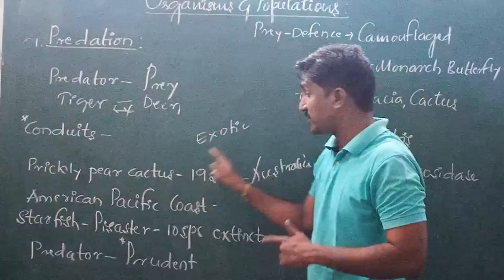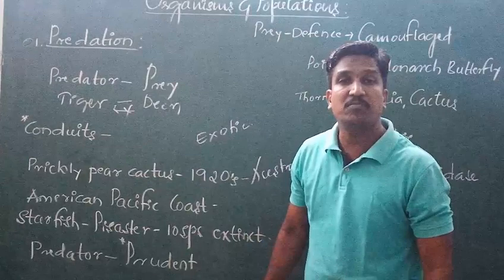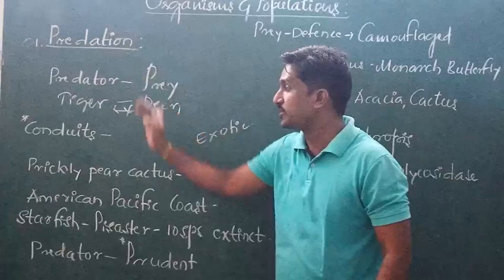species. Now what happens? The prickly pear cactus is growing everywhere in Australia. It causes a havoc. At that time what they need is they introduce a beetle to eat it. Then the control has come. That is the prey and the predation, when it is acting as an exotic species.